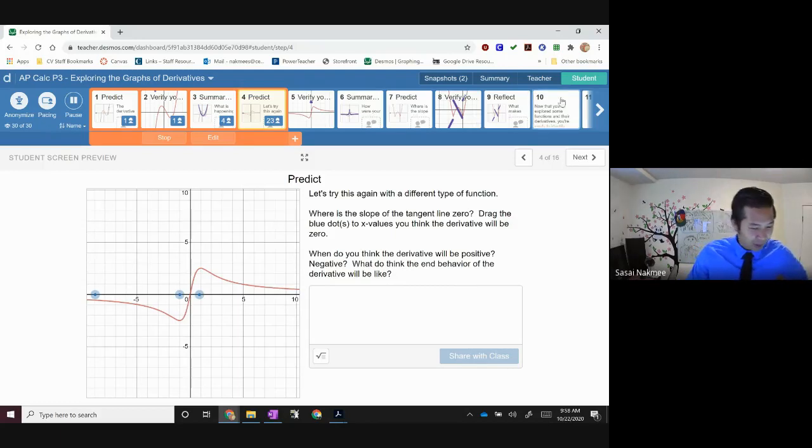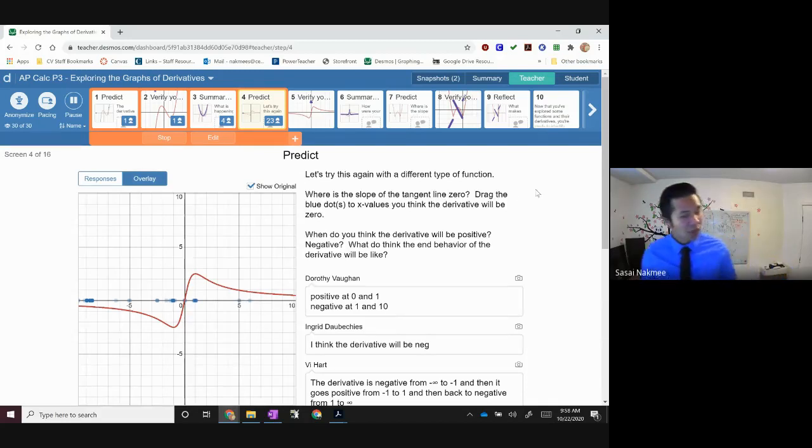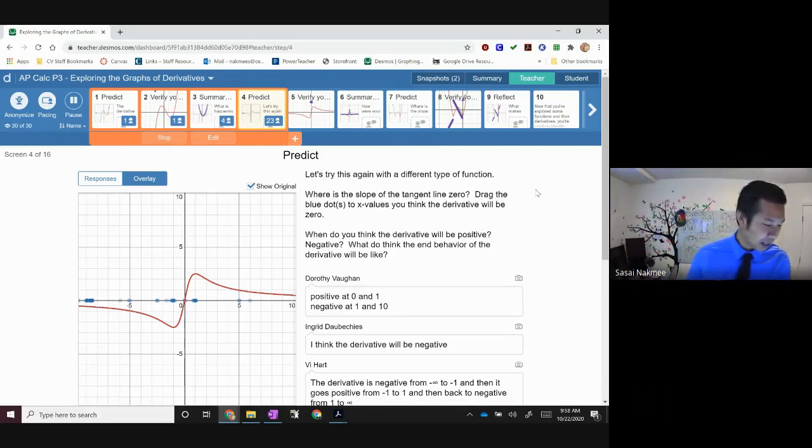So I'm going to give you guys a second. I want you guys to write out your answers for this one. Where do you think the derivative will be 0? Where is the slope of the tangent line equal to 0? Move the blue dots there. And where do you think the derivative will be positive, and where do you think the derivative will be negative? And this 3rd question here: what do you think the end behavior is?